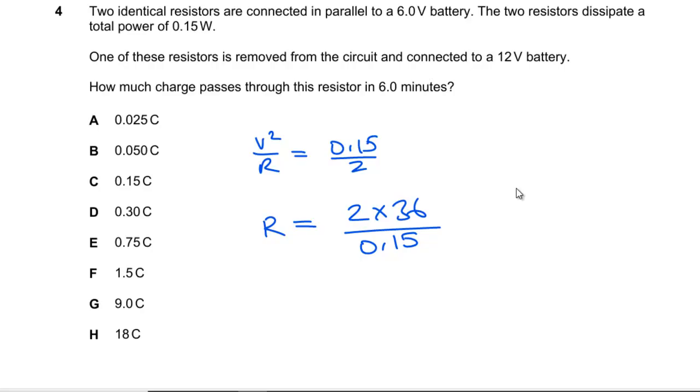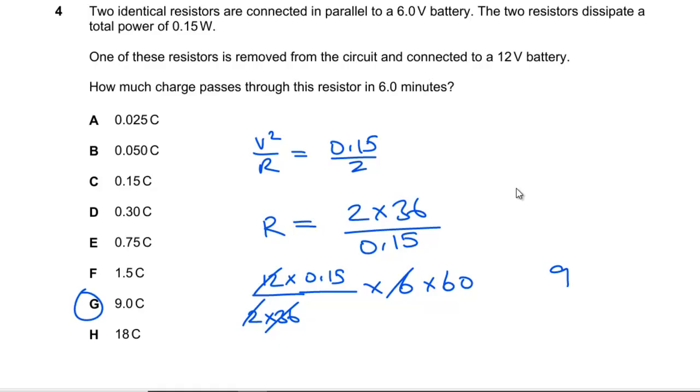And then we've got a 12-volt battery. So we want to do 12 divided by all of this thing. So 2 times 36, and then we'll put a 0.15 at the top. And then we need to multiply that by 6 minutes. So 6 by 60. Right, so we've got quite a lot of numbers to mess around with here. So we've got a 6 there, a 6 there, and a 36 there. So we're just multiplying these two things together by the look of it. So 1.5 sixes is 9, which is G. Okay.